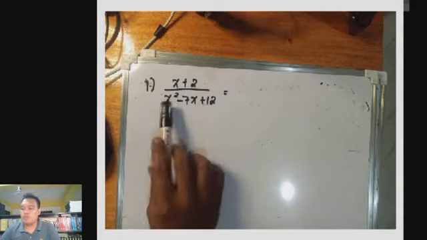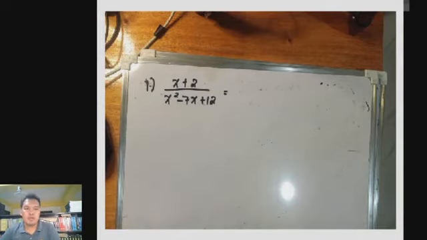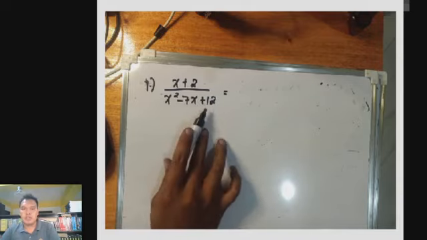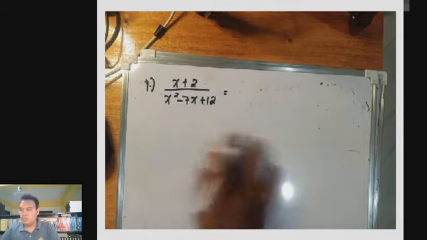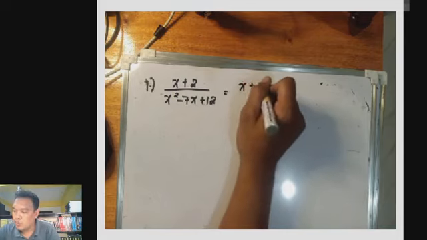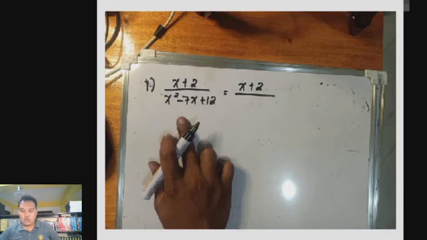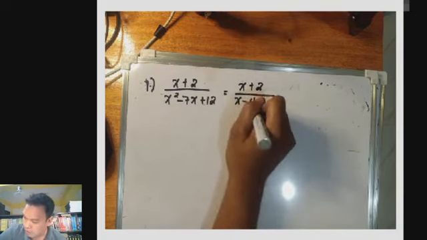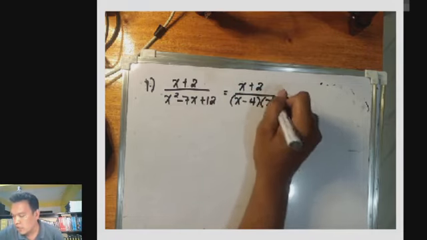We have x plus 2 all over x squared minus 7x plus 12. Bago tayo magkaroon ng partial fraction, we need to factor this term, yung denominator, para at least makita natin yung value ng magiging denominator natin sa partial fraction. Okay? So we have x plus 2 all over the factor of x squared minus 7x plus 12 will be x minus 4 times x minus 3.